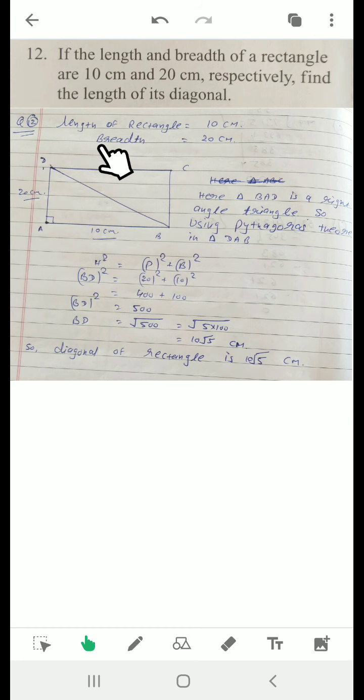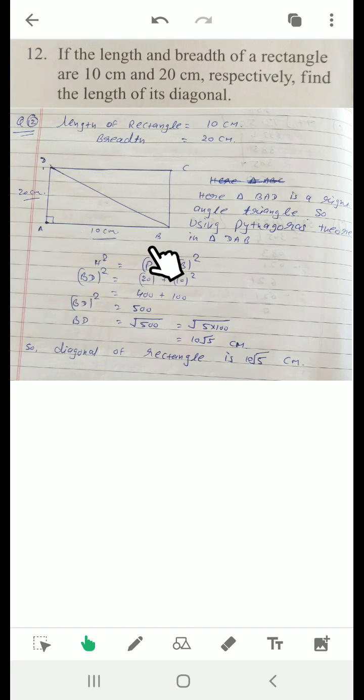Okay, so the length of the rectangle is 10 centimeter, the breadth is 20 centimeter, and now we need to find the diagonal of the rectangle. I have written 10 centimeter here, then 20 centimeter there for length and breadth. I have drawn a rectangle, and we know that in a rectangle all the angles are of 90 degree.